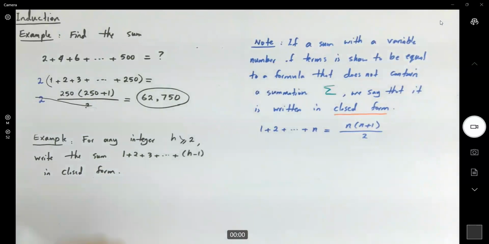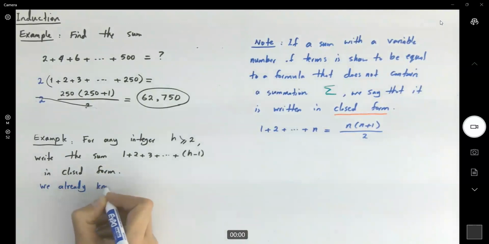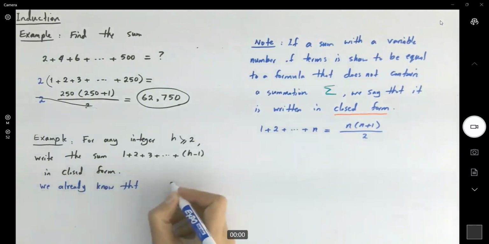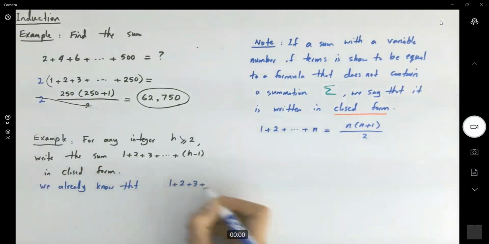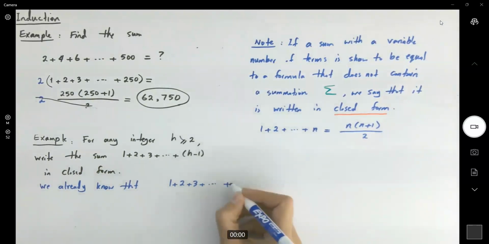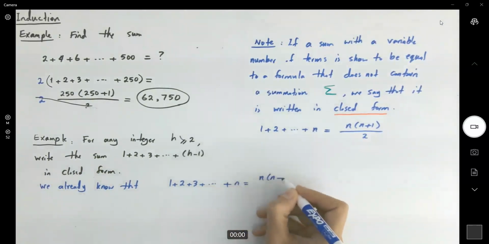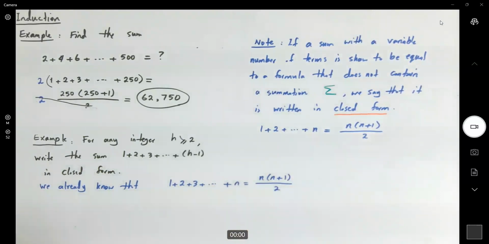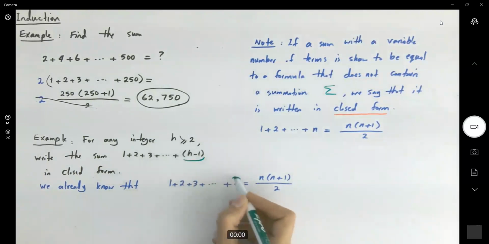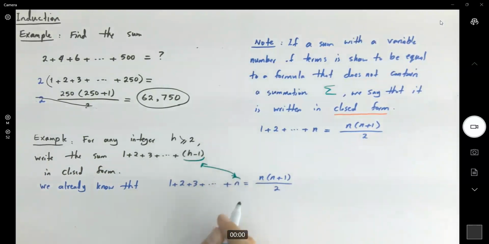We already know that 1 plus 2 plus 3, I already know this nice formula, plus n can be written as n times n plus 1 divided by 2. So our n in this case is going to be h minus 1. Just do the substitution, all right? Simple substitution, just pure algebra. You're going to get 1 plus 2 plus 3. Let's simplify as much as you can.